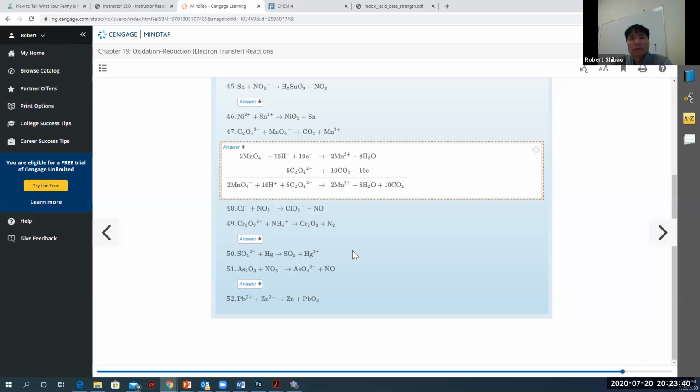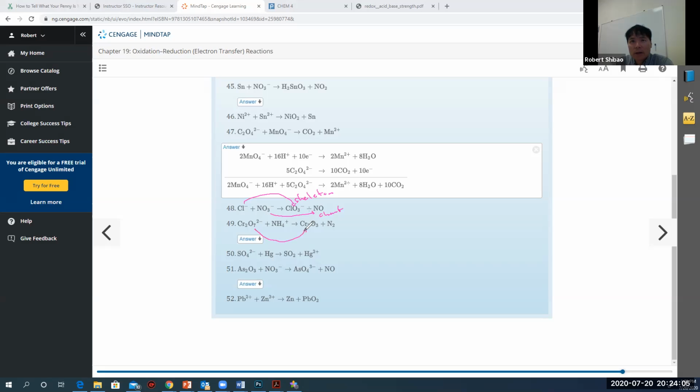Chloride to chlorate is not on the chart, and so chloride to chlorate, we're going to have to use skeleton for that. Chloride goes to chlorate, we do skeleton. And then nitrate to NO is right off the chart. That one's common.